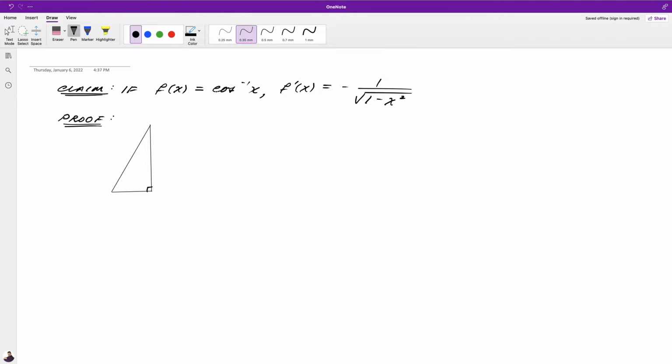Okay, so if you think about it, f of x is the angle whose cosine is equal to x. And cosine is adjacent over hypotenuse. Now, by the Pythagorean theorem, if this is 1 and this is x, this side here will be equal to the square root of 1 minus x squared.